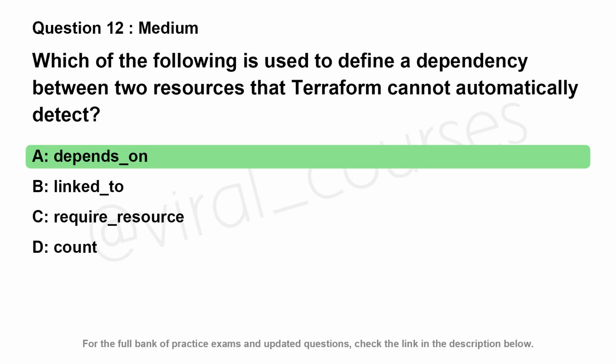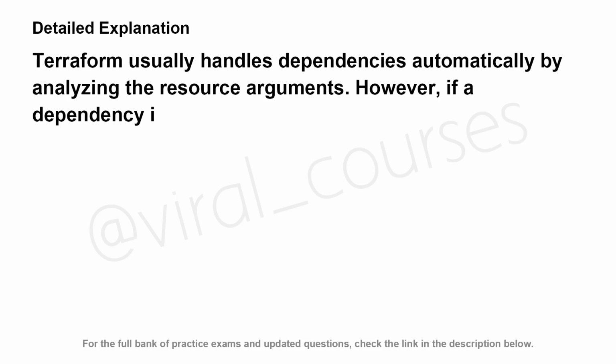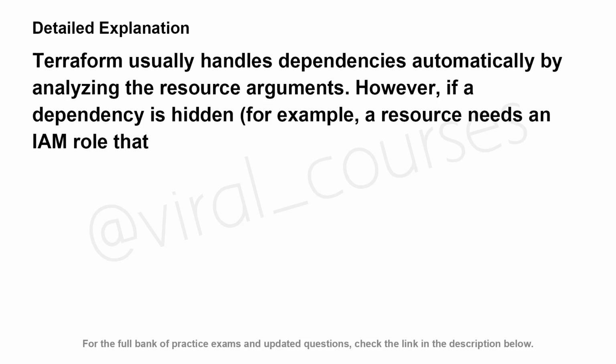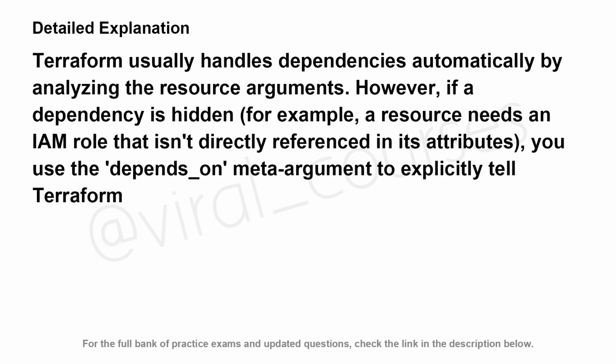The correct answer is A. Terraform usually handles dependencies automatically by analyzing the resource arguments. However, if a dependency is hidden, for example, a resource needs an IAM role that isn't directly referenced in its attributes, you use the depends_on meta argument to explicitly tell Terraform the order of operations.